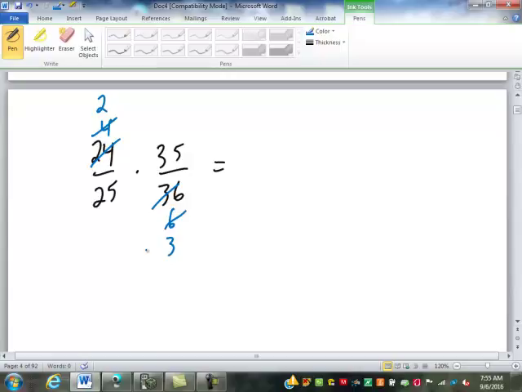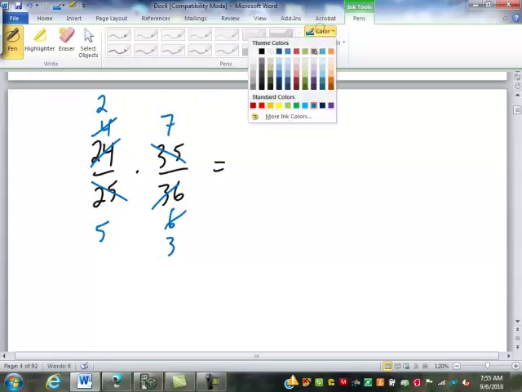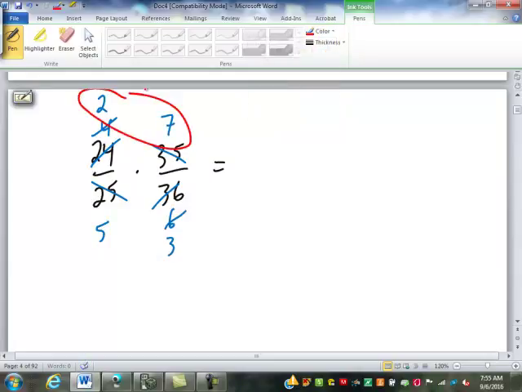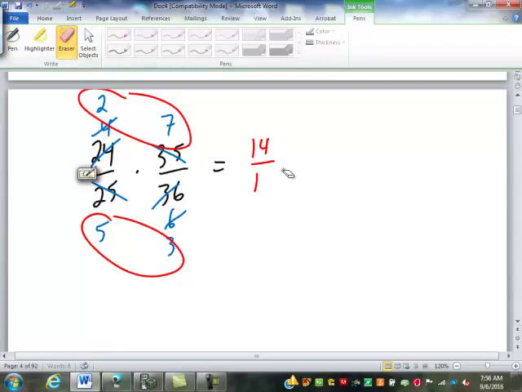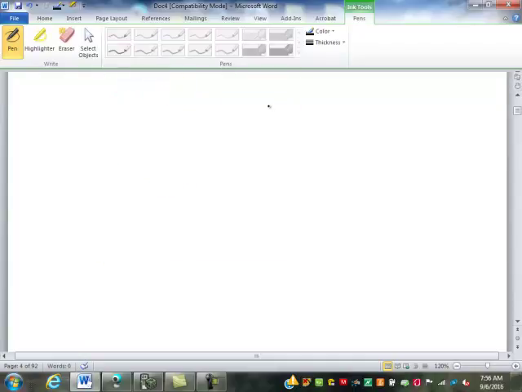What else do we see can be reduced? 25 and 35 can be divided by 5. 25 divided by 5 is 5. 35 divided by 5 is 7. And now we combine the counts. 2 times 7 is 14. And we combine the names. 5 times 3 is 15. We get 14 15ths. Any questions? Okay, now just like with our addition and subtraction, we're not going to spend a lot of time on multiplying simple fractions. We're going to jump right up to mixed numbers.